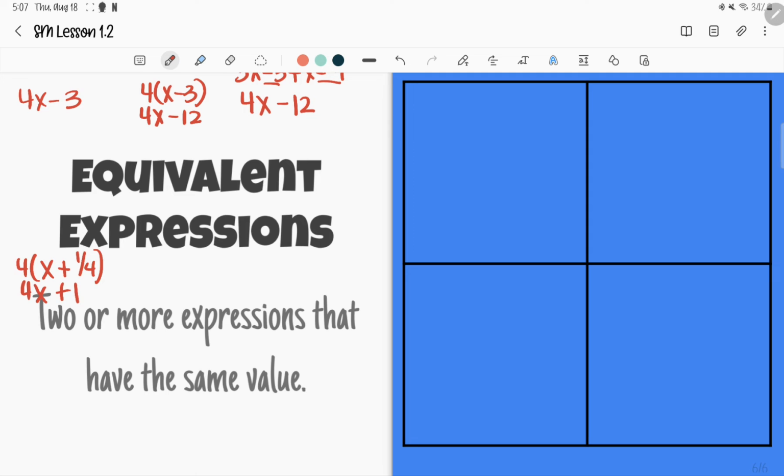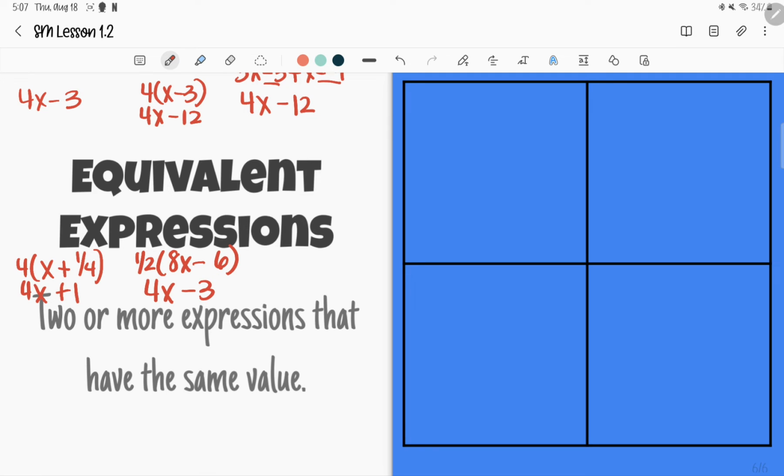Then the next one is 1/2 times 8x minus 6, sorry. When you distribute that 1/2 through, basically all you're doing is taking half of each of those numbers. So you end up with half of 8, which is 4x, and half of -6, which is -3.